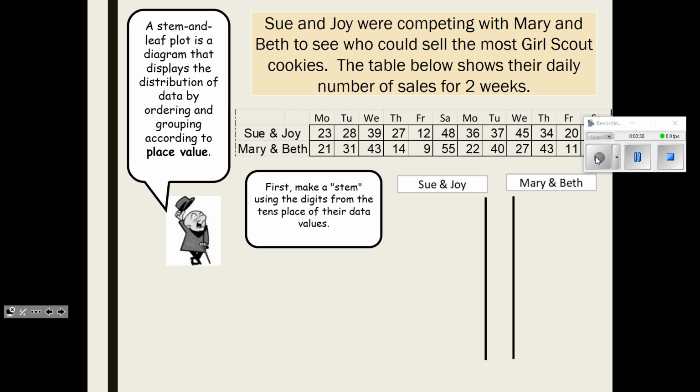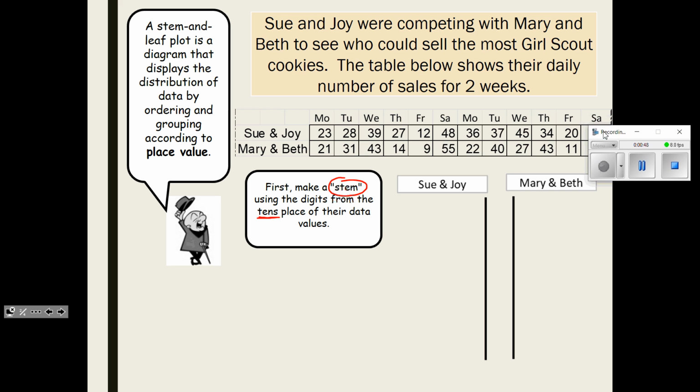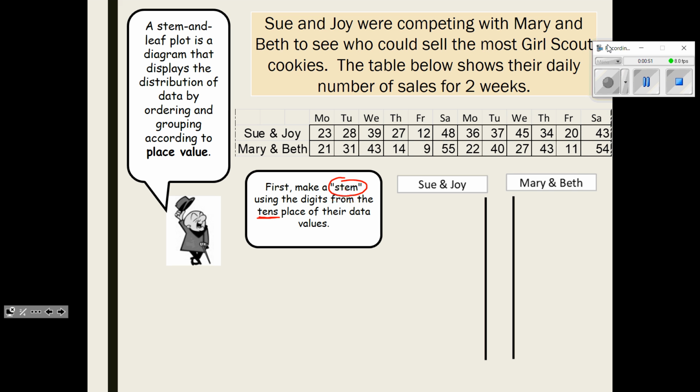First, we're going to make a stem, and since these are all 2-digit numbers, the stem is going to be made from the tens place, the highest in the value. So we have the tens place. If you look up here at our range of numbers, let's see if we can move this, so we can see all the numbers. The lowest number looks like 9, and the highest number is 55, so we know we have to go in the tens place from 0 up to 5.